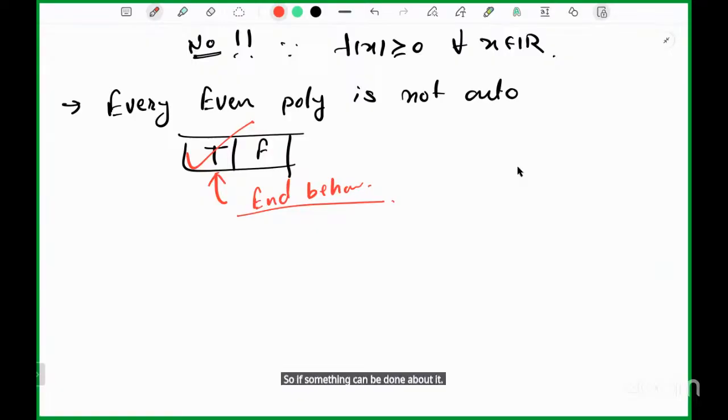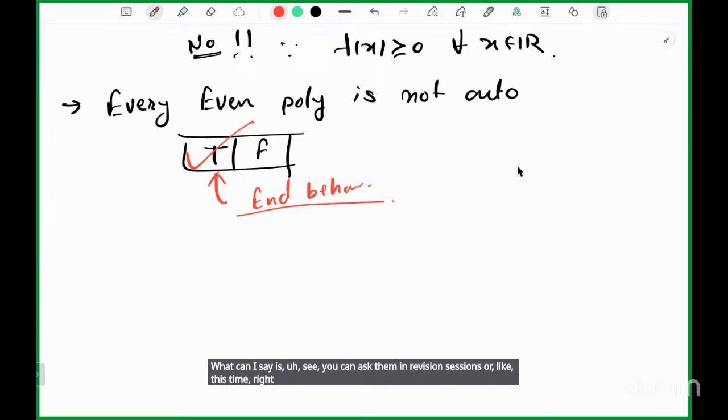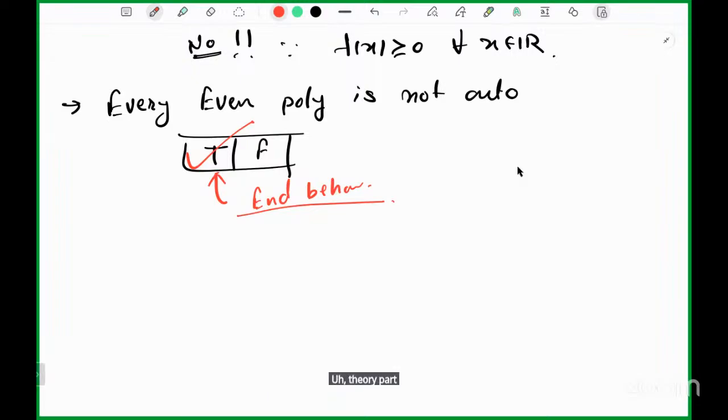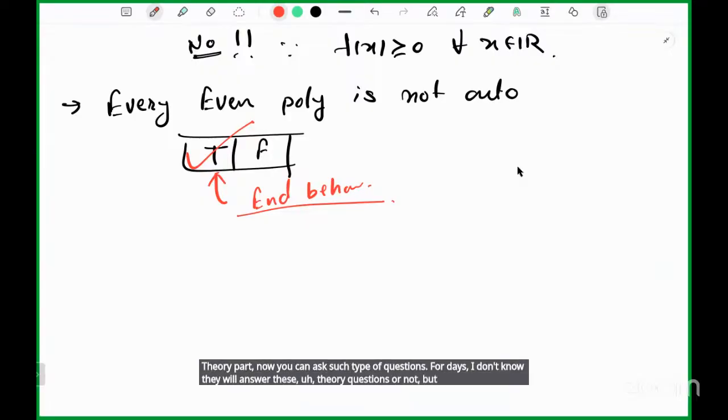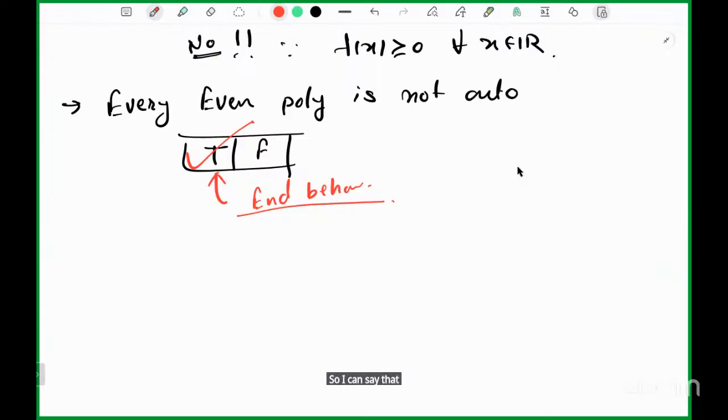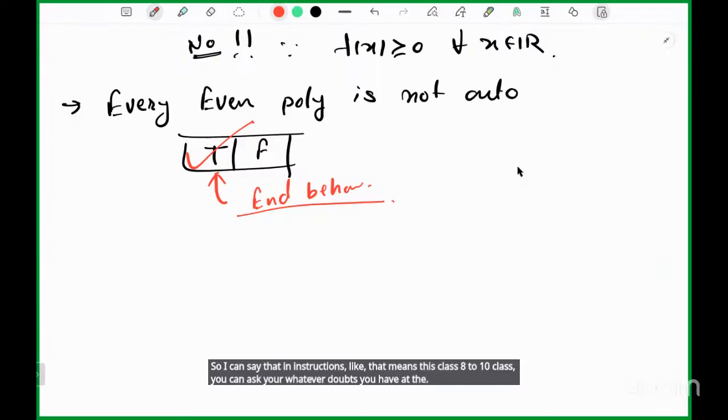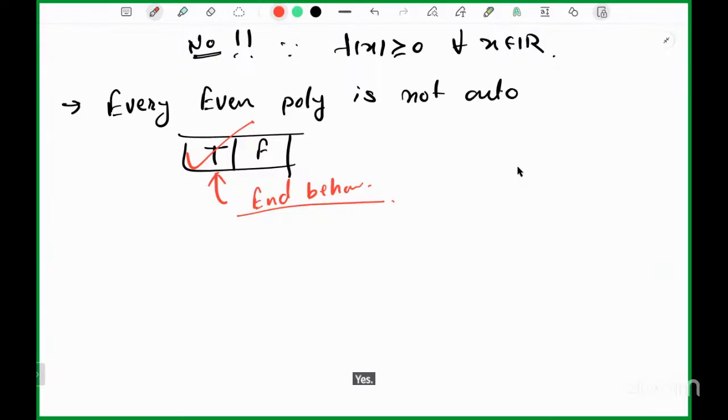You can ask them in revision sessions. Now that we are done with our theory part, you can ask such questions. For TAs, I don't know whether they will answer these theory questions, but in the instructor session you can ask those questions at the end. In this class, 8 to 10, you can ask whatever doubts you have at the end of everything. Can I spend half an hour more to clear doubts, right? If you ask in between, other people might get bored and start complaining. Yes, that's true.